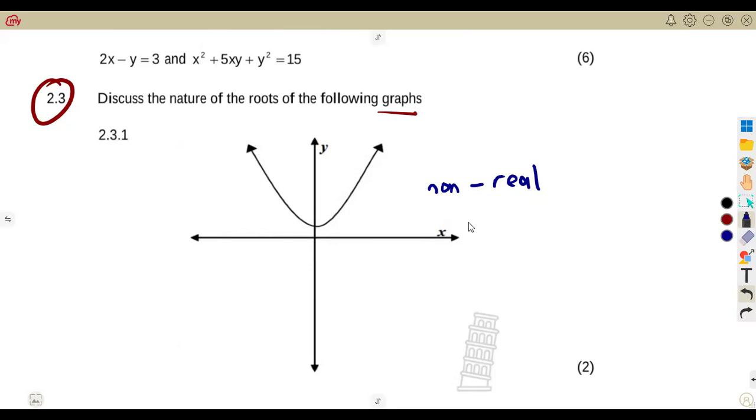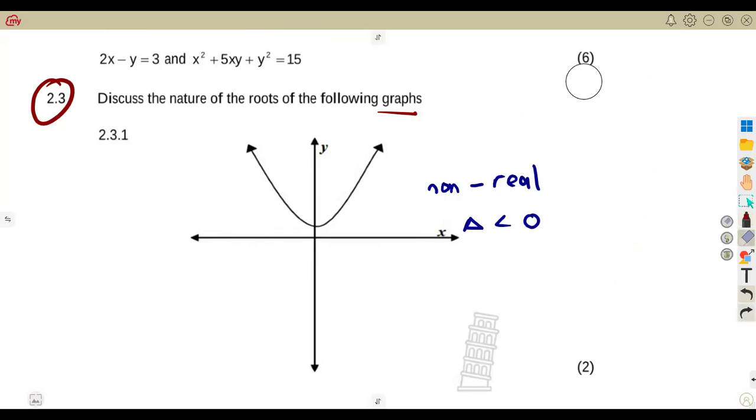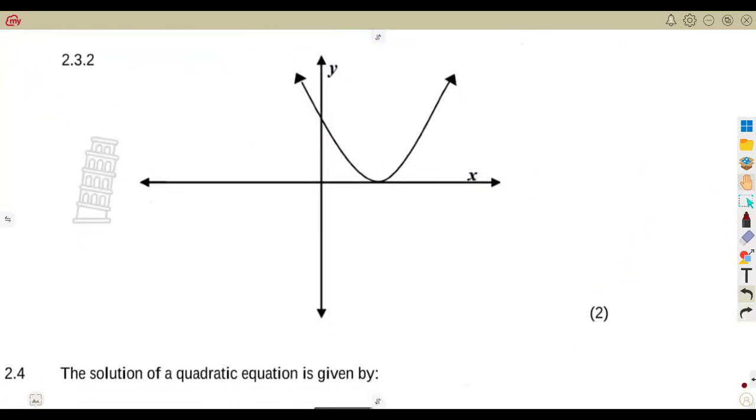This is a condition where our discriminant, which is our delta, must be less than 0. Where we simplify, we've got something like x is equal to minus 3 plus or minus the square root of minus 4, over 2. When the square root has a negative value like that, there is no solution at all. That is the non-real case. That is the condition, the discriminant, which is our delta there. The b squared minus 4ac will give you a negative. That it's less than what? It's less than 0. That is the condition of a typical graph of this nature.